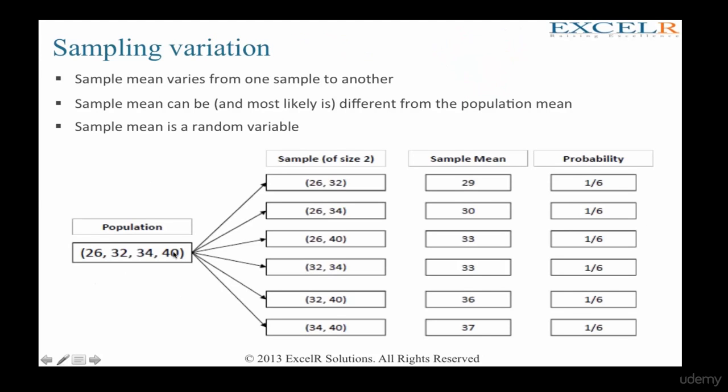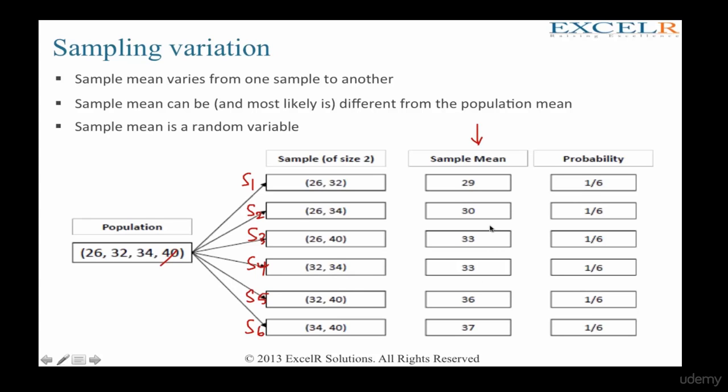So assume that these are the 4 numbers which are part of your population, and you're coming up with a few samples of size 2. Here is your first sample of size 2. You have randomly picked 2 numbers from this population. Here is your second sample of size 2. You have randomly picked 2 numbers from the population, and so on and so forth. You have 6 samples. So how many samples do you have? 6 samples. And what is the size of each sample? It is 2.